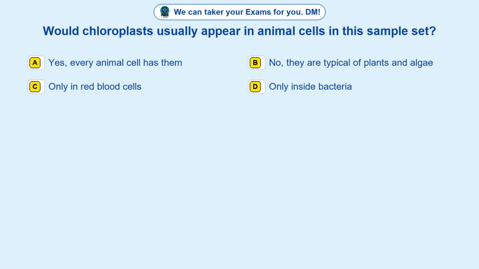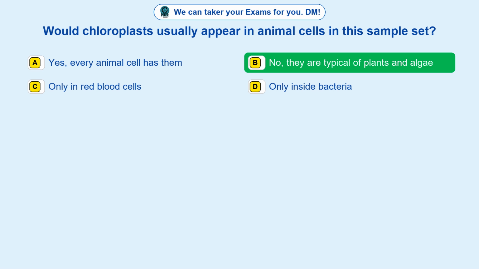Question 14. Would chloroplasts usually appear in animal cells in this sample set? Option A. Yes, every animal cell has them. Option B. No, they are typical of plants and algae. Option C. Only in red blood cells. Option D. Only inside bacteria.